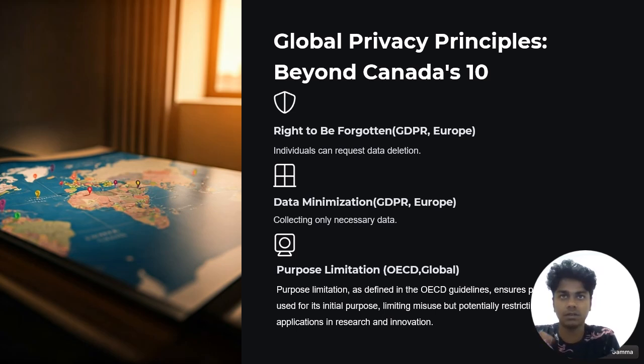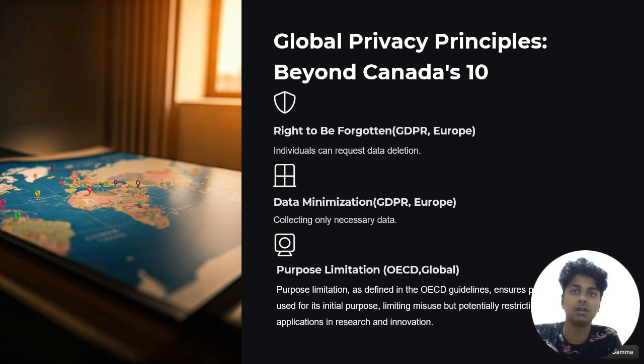Here are key principles from global privacy frameworks that are not directly included in Canada's Personal Information Protection and Electronic Documents Act (PIPEDA). One, data minimization. That is part of GDPR in Europe. Data minimization is a core principle under the EU's General Data Protection Regulation (GDPR). In Article 5(1)(c), it mandates that the organization only collects the minimum personal data necessary for their purposes.